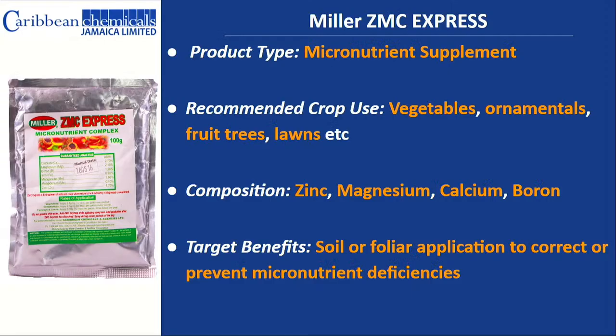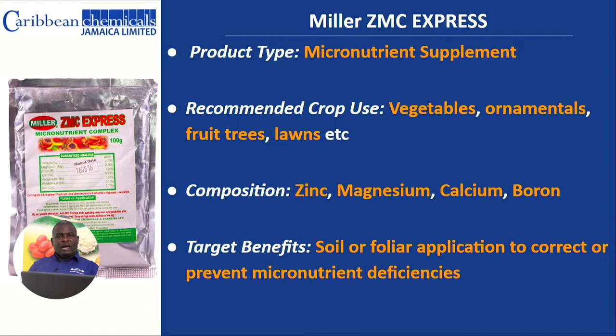All right, next one. Give me a breakdown of the ZMC Express. So the ZMC Express is a micronutrient supplement. It can be used on vegetables, ornamentals, and fruit trees. The main composition is zinc, magnesium, calcium, and boron. These are crucial elements for your plant development. Definitely, so you're supplying the plant with some crucial micronutrients.